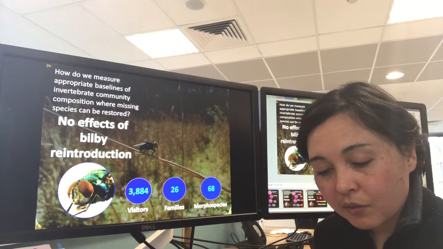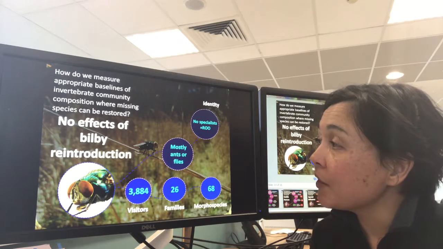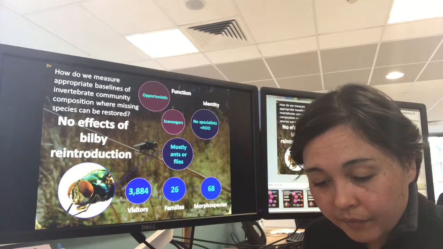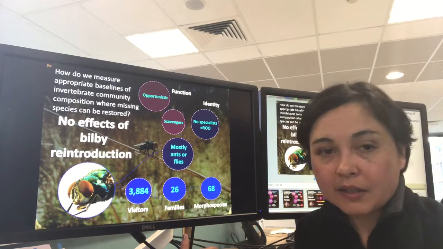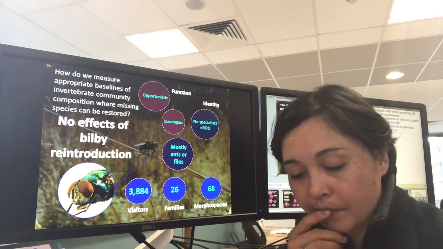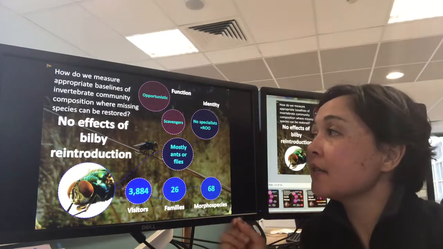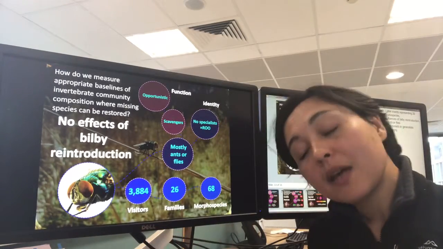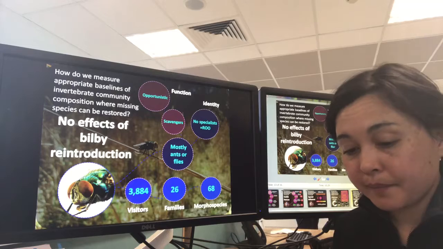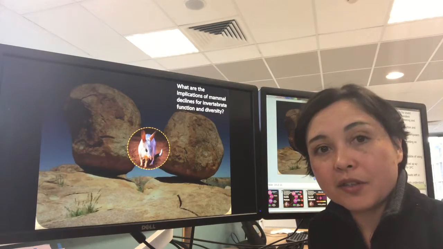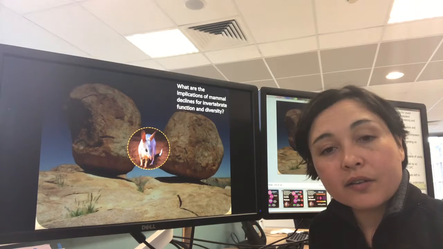What I saw was a broadly opportunistic community comprised mostly of ants or flies, and the biggest challenge in this experiment was finding a reintroduced species with a remnant population, and no specialists. So essentially the bilby dung communities were the same as those found on kangaroo dung. So the implications of the mammal declines for invertebrate function and diversity are quite context dependent.